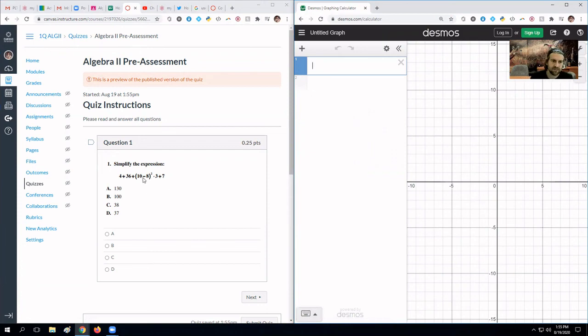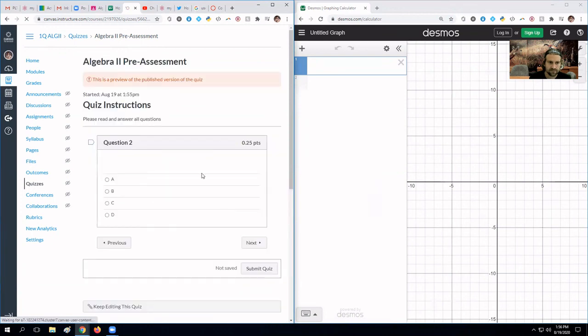So PEMDAS, start in the middle here. That's 2. 2 squared is 4. Then we're going to go through and divide. 36 divided by 4 is 9. 9 times 3 is 27. 27 plus 7 is 34, plus 4 is 38, I would assume. All right, let's see how well I do on this.